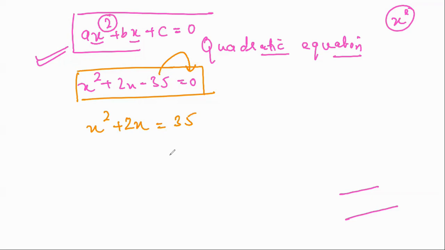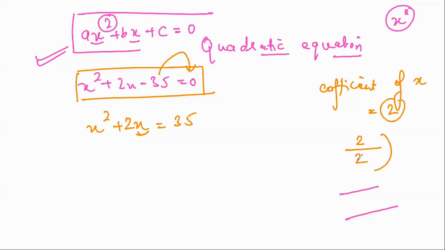After that, what do we have to see? We have to see the coefficient of x. So what is the coefficient of x? Not x square, but the number which is multiplied with x. So 2 is multiplied, so the coefficient of x is 2. Now I will divide that number by 2, means I will take half of that coefficient, and square it.